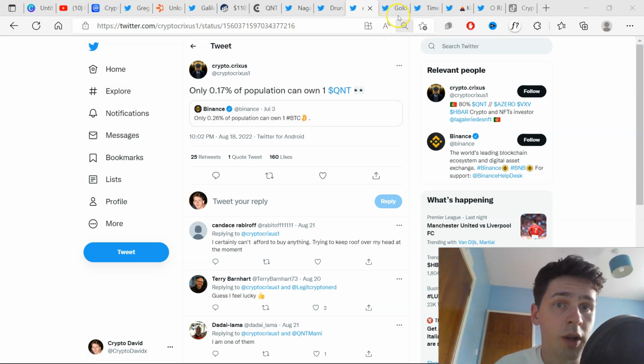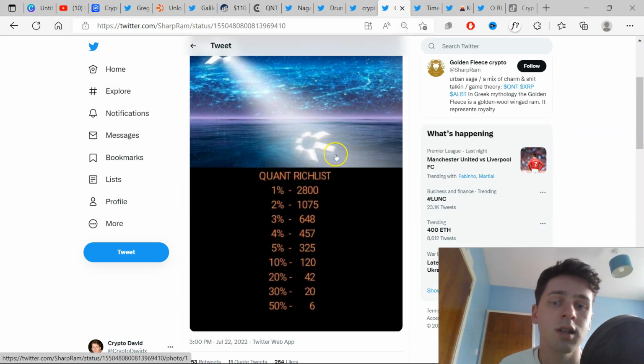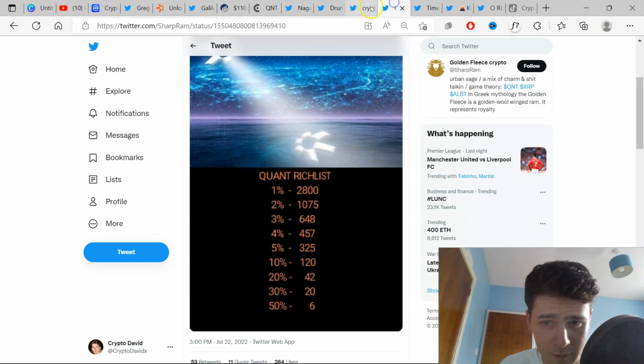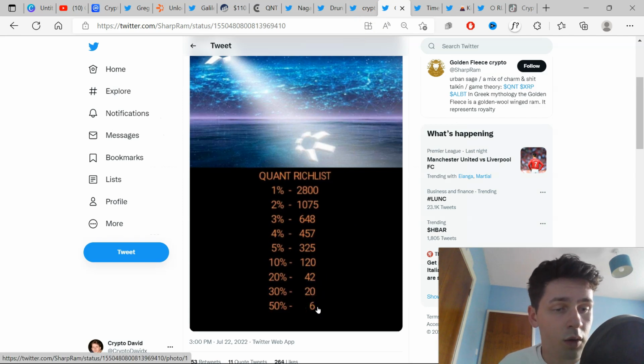When you think about how early you are with Quant, look at the rich list. If you have over 120 QNT, and I don't know how accurate this is, you are in the top 10%. Even to be in the top 50% of these 70 or 64,000 holders, you need 6 Quant or more. It's not that hard to be in these top positions, and 1 Quant will be sought after.